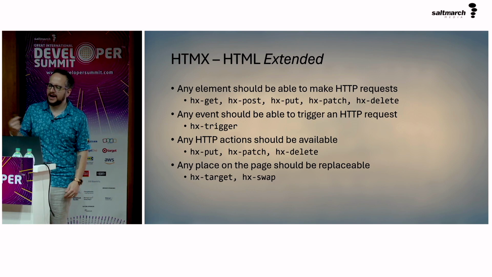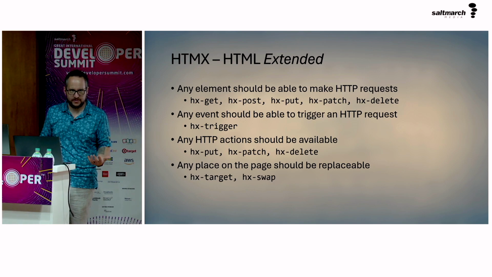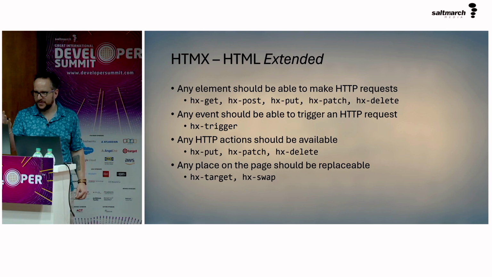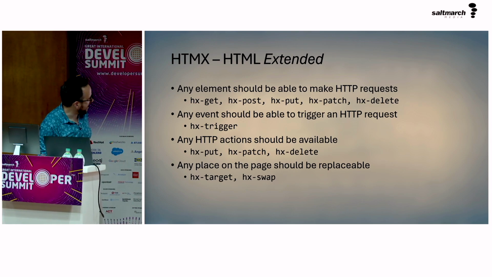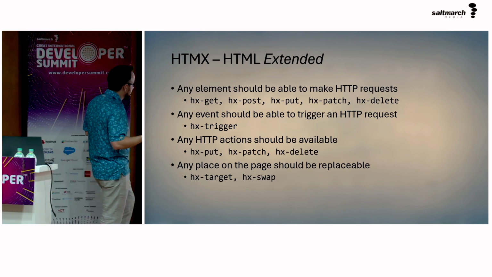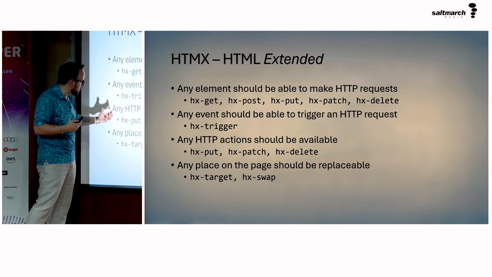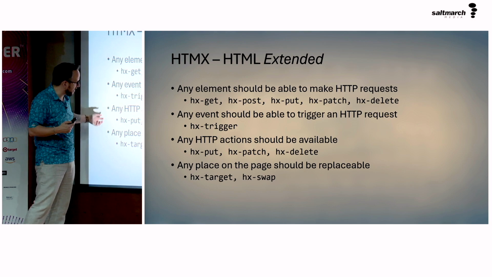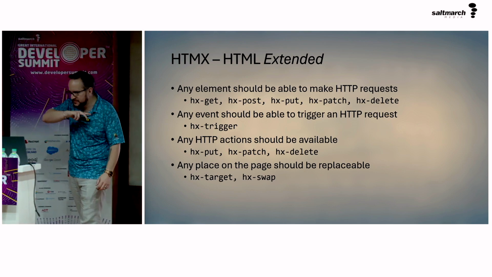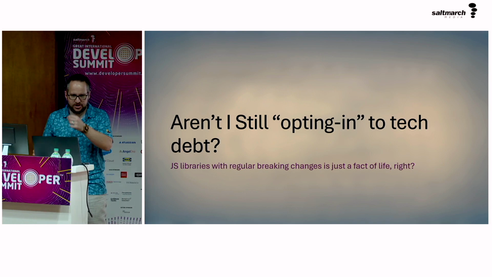But really, wrapping it up, the ideas are: any element should be able to make HTTP requests, and we accomplish that with these five properties. Any event should be able to trigger a request. Any HTTP action should be available, and any place on the page should be replaceable. I've got the whole exercise to go into.